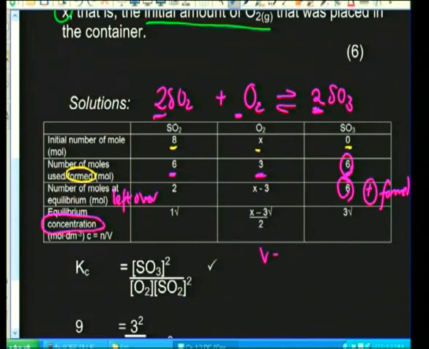Well, the volume, remember, was 2 dm cubed. I have 2, so it's 2 divided by 2. 2 moles divided by 2 decimeters cubed, giving me 1. That X minus 3 divided by 2, and then 6 divided by 2, giving me the 3.